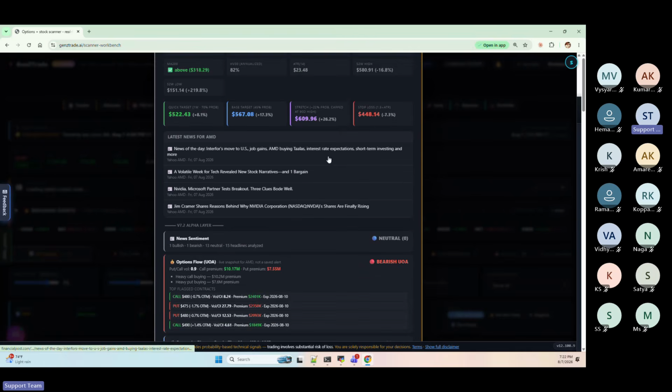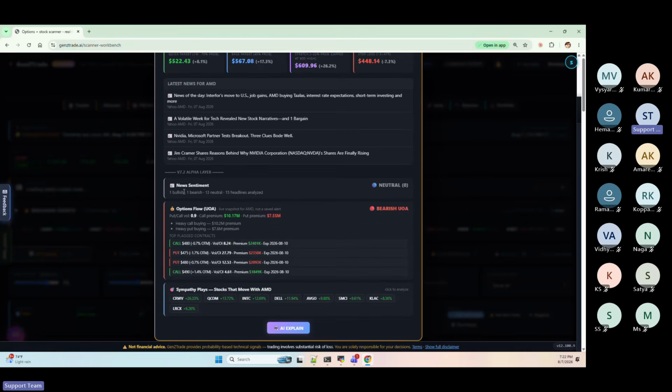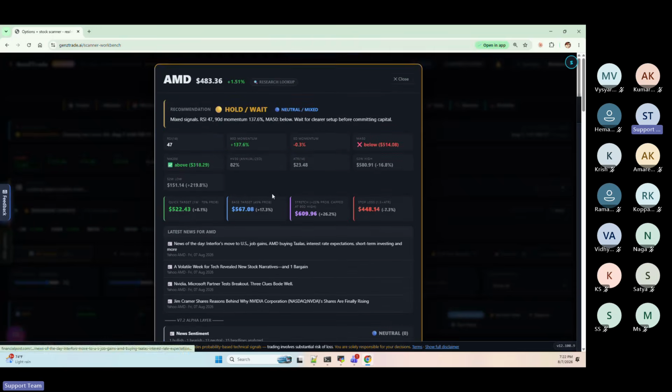It looked into all the news. It looked into the sentiment. It looks into sympathy. It looks into the option flow, like the big players and how they move money around AMD. So it looked into all this data, scanning all of it and giving you the result: you should hold and wait, or you should buy right now.